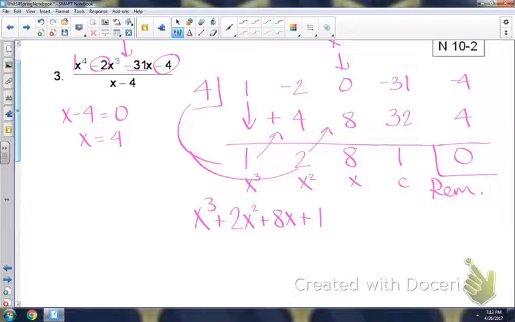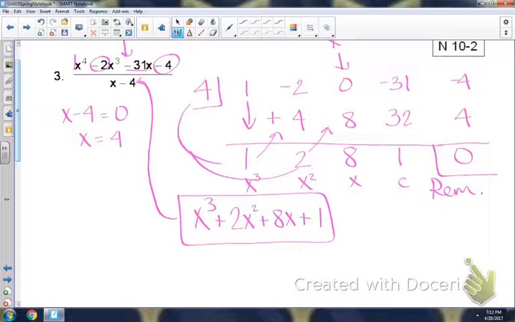Anytime you do not have a remainder, to check this, we could multiply, because anytime you're dividing, you can check it by taking your answer and multiplying it by your denominator. So if I multiply this by x minus 4, it should give me back that numerator at the top. So if you wanted to check your answer, if there's not a remainder, you can do that.